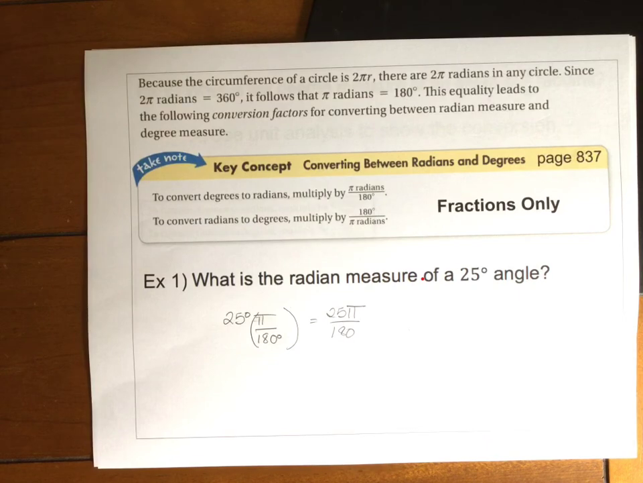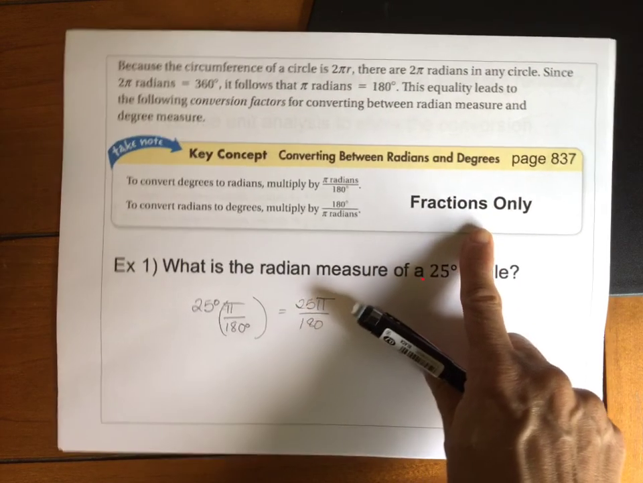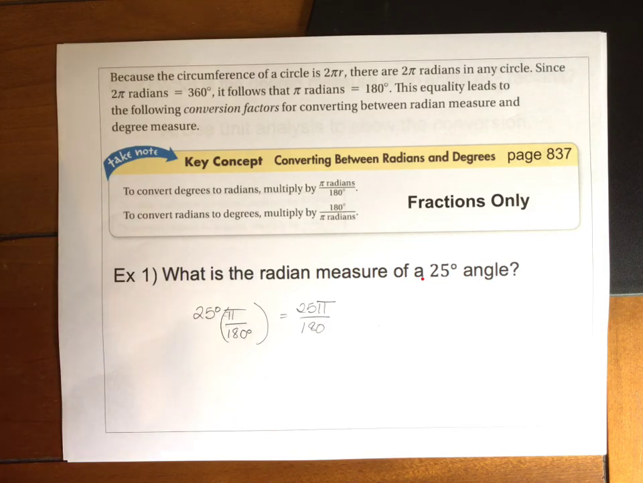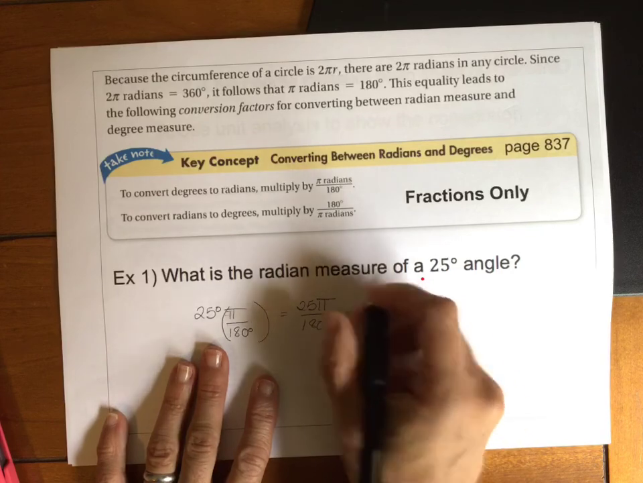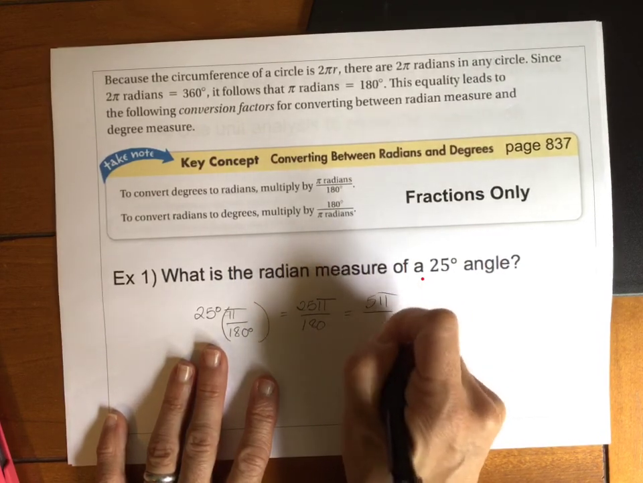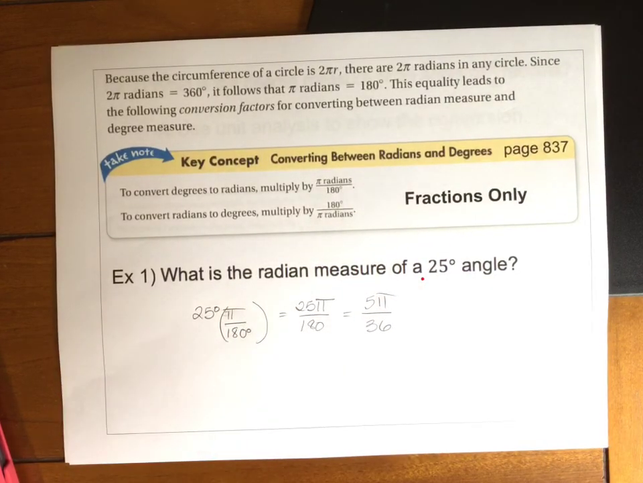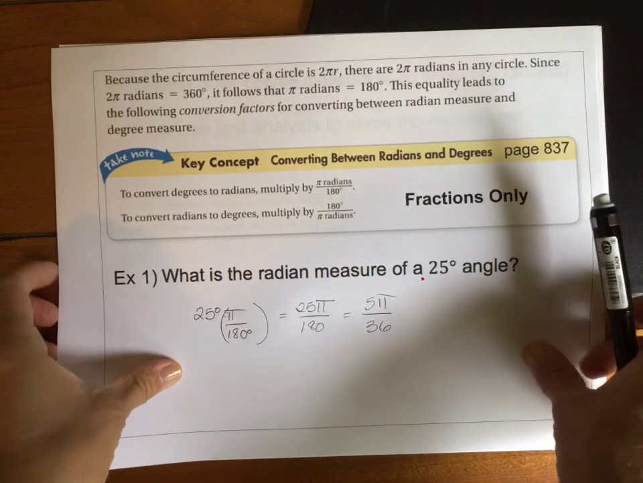I don't want a decimal. I want a fraction. Notice this is really important. It says fractions only. And I want my most reduced fraction. So right away I can say, well, maybe they both have 5 in common. So 25 divided by 5, we all know, is 5. 180 divided by 5 is 36. So this can be reduced to 5 pi all over 36. And it can't be reduced any farther. That would be the final answer that you want. I don't want decimals.